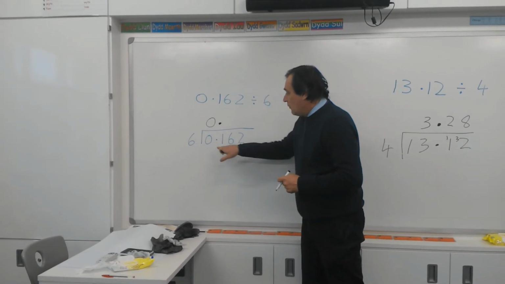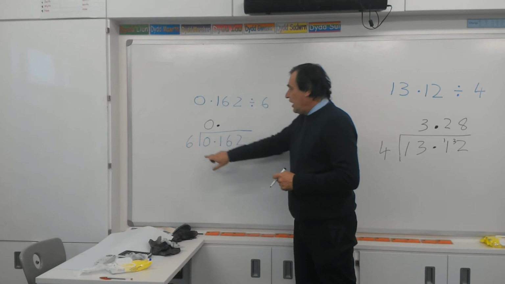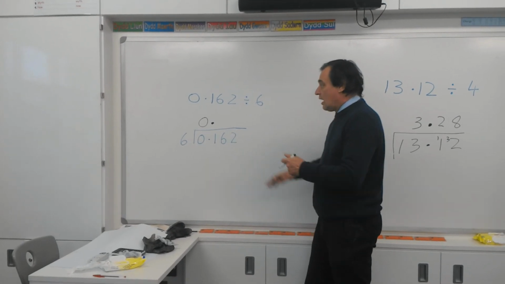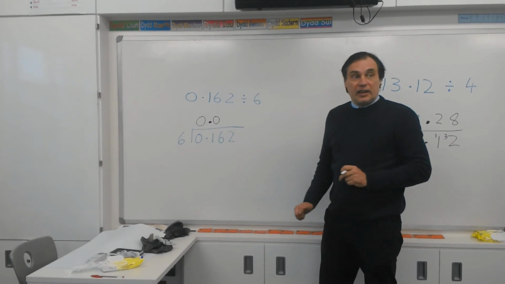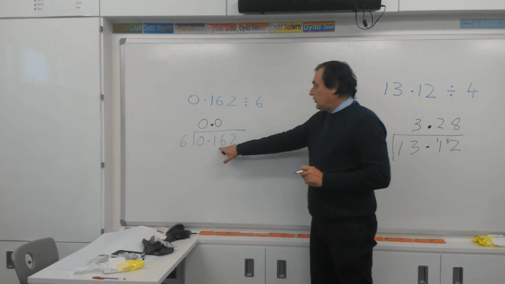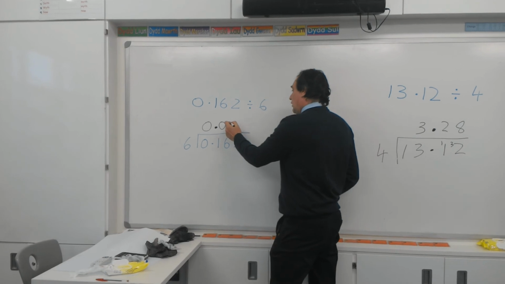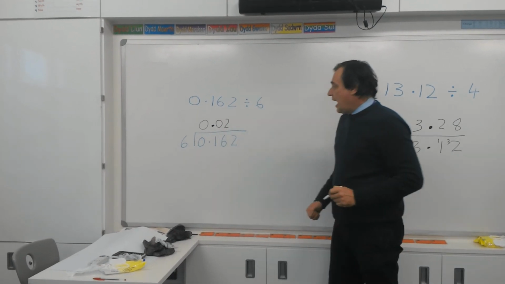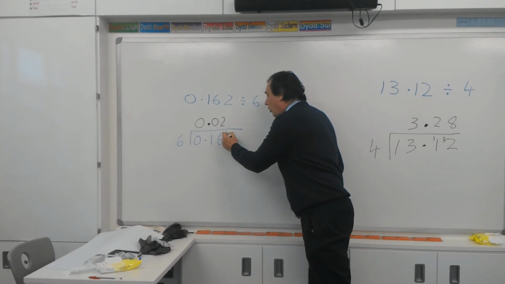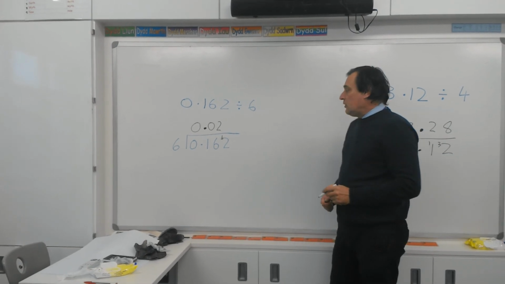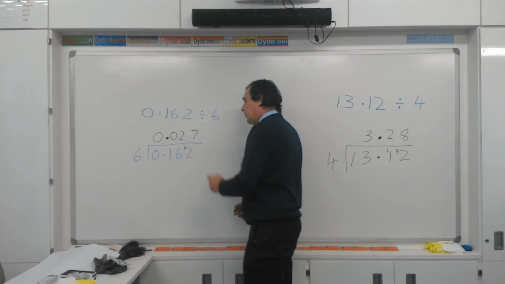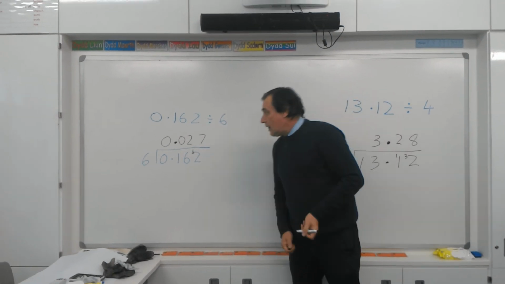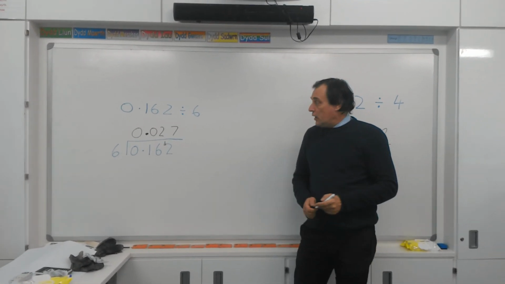We've got, how many times does 6 go into 1? None. So we've got to put the 0 here, as we've gone after the decimal point. How many times does 6 go into 16? The answer is twice, and we've got a remainder of 4. And then finally, how many times does 6 go into 42? The answer is 7. No remainder there, and that's the answer to it.